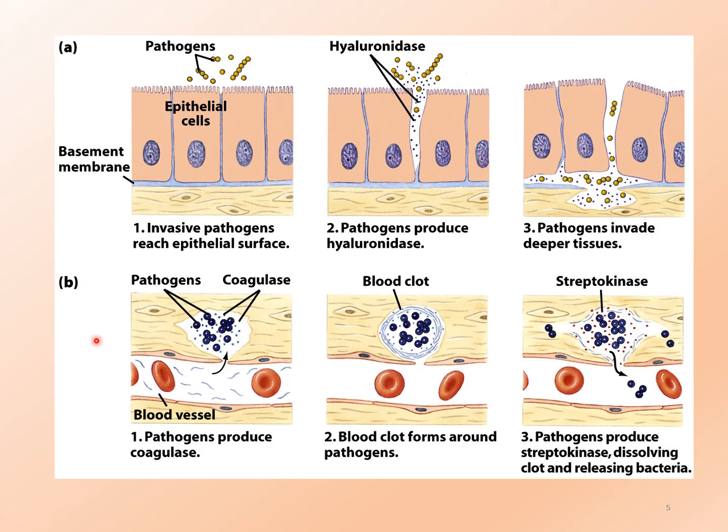Now let's look at how coagulase and streptokinase work. The pathogen produces coagulase to form a clot to evade the host immune system. Now see, a blood clot is formed, and when the cell wants to multiply and gain access to the host bloodstream, it uses streptokinase, which dissolves the clot and releases the bacteria.